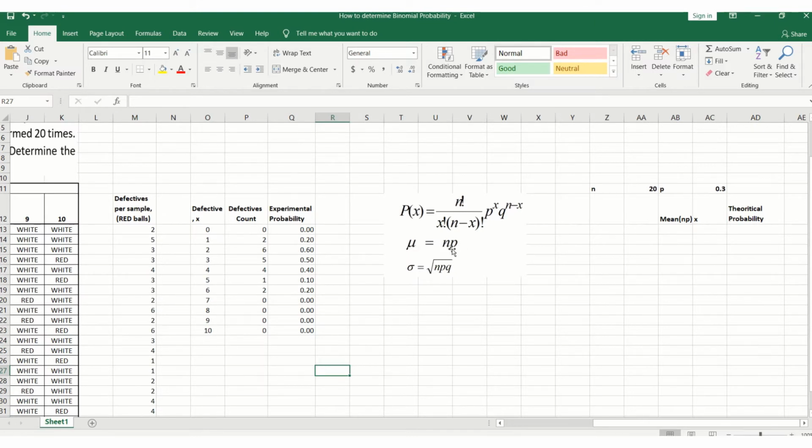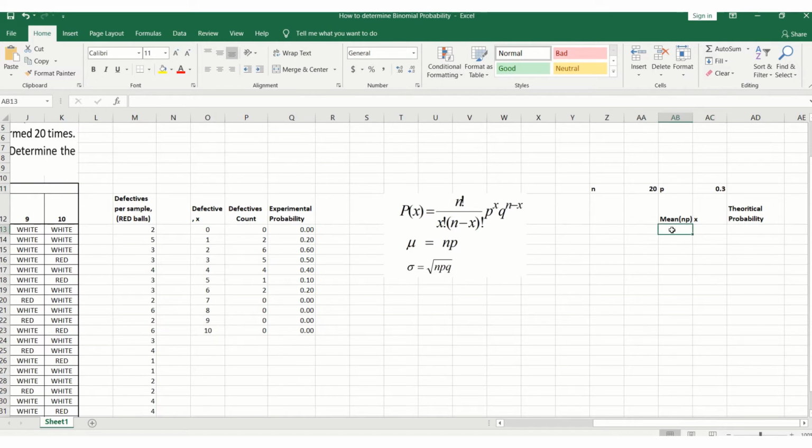For determining the mean, we can make use of the formula mu equal to n into p. n is the number of trials, p is the probability. For determining the standard deviation, we take the square root of the product of n, p and q. So that to determine the theoretical probability, we know n in our experiment, because we have conducted this experiment 20 times, so n is 20. p is 0.3, because in a box we have taken 30 red balls which are defective out of the 100. So 30 upon 100 gives 0.3.